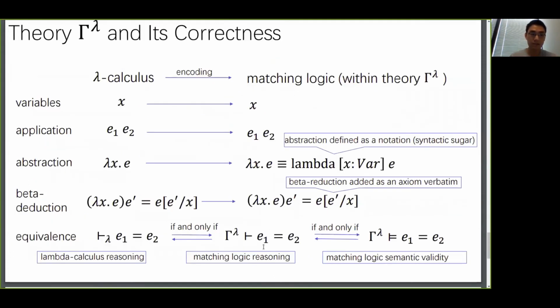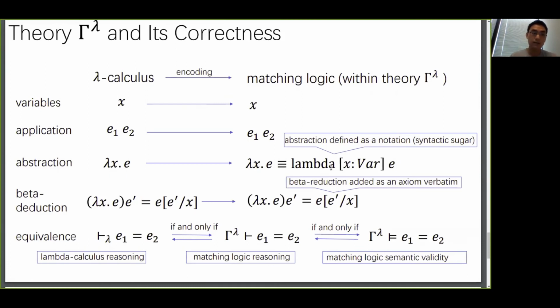The correctness of the definition means that the encoding from lambda calculus to matching logic is faithful with respect to the syntax, semantics, and the formal reasoning of lambda calculus. In terms of the syntax, matching logic captures lambda expressions verbatim. The lambda abstraction becomes this pattern, where we use lambda to build a term and use bracket xe, which is the graph set, to build the binding.